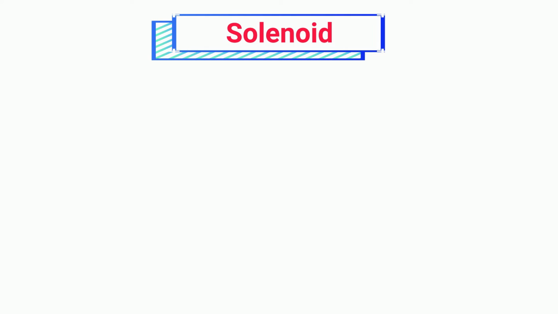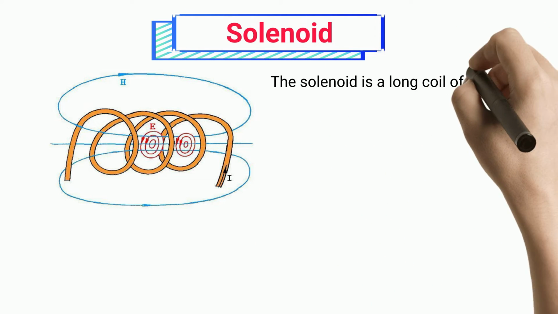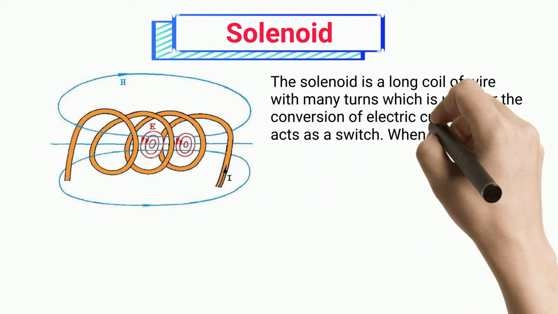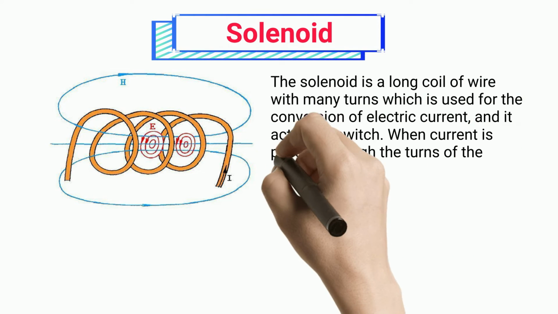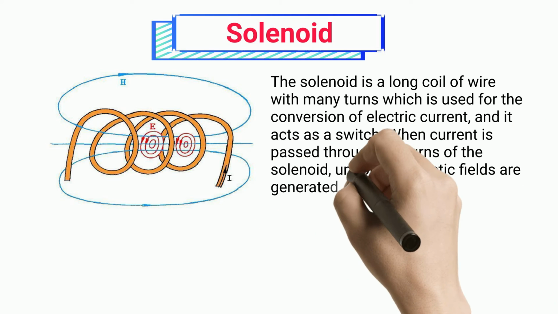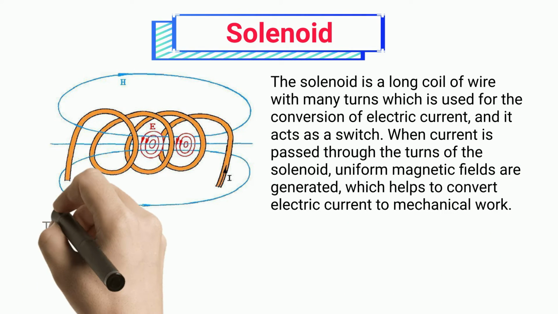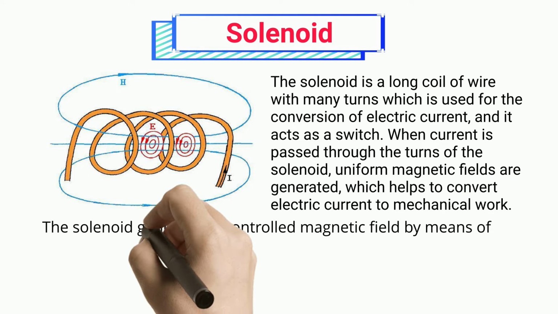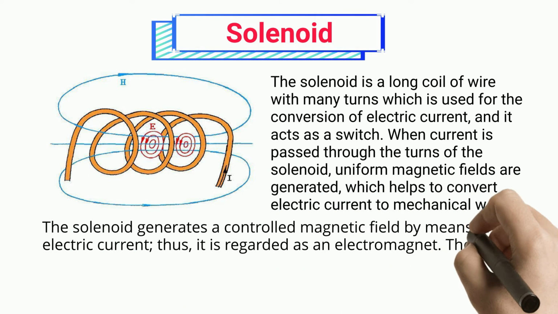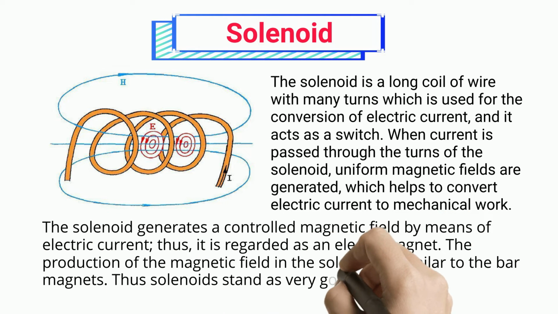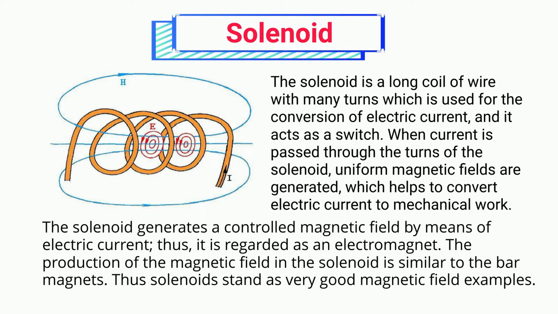Solenoid. The solenoid is a long coil of wire with many turns which is used for the conversion of electric current, and it acts as a switch. When current is passed through the turns of the solenoid, uniform magnetic fields are generated, which helps to convert electric current to mechanical work. The solenoid generates a controlled magnetic field by means of electric current, thus it is regarded as an electromagnet. The production of the magnetic field in the solenoid is similar to that of bar magnets. Thus, solenoids stand as very good magnetic field examples.